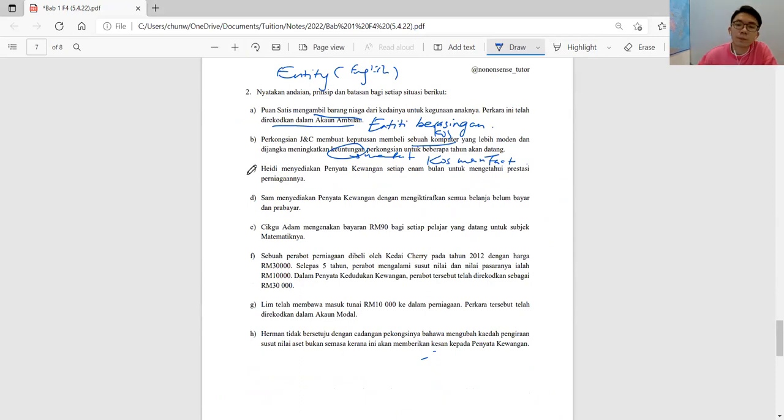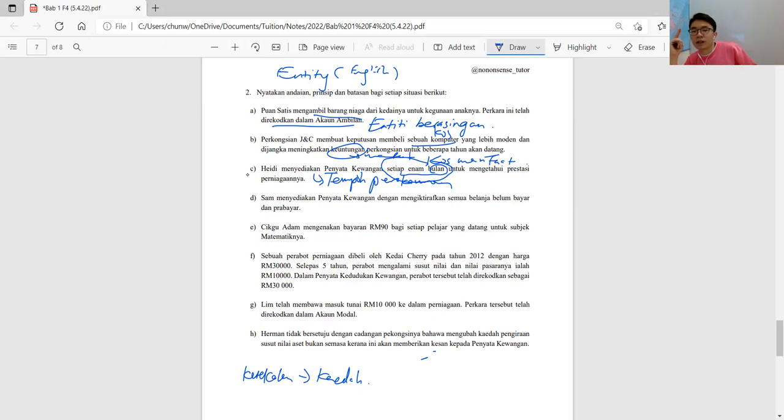Heidi menyediakan penyata kewangan setiap 6 bulan untuk mengetahui prestasi perniagaan. So when you see 6 bulan, okay, this is not a ketekalan, okay? This is actually a, yes, tempo perakaunan. Okay, whenever you see a ketekalan, normally they link it, the keyword, to kaedah. Okay, whenever you see macam 6 bulan, time, 1 tahun, bila to bila, is more towards tempo perakaunan. Do you understand? If yes, you give me a yes. Okay, good, good.